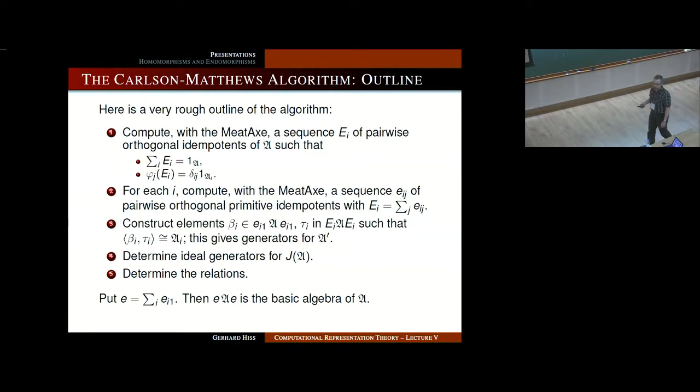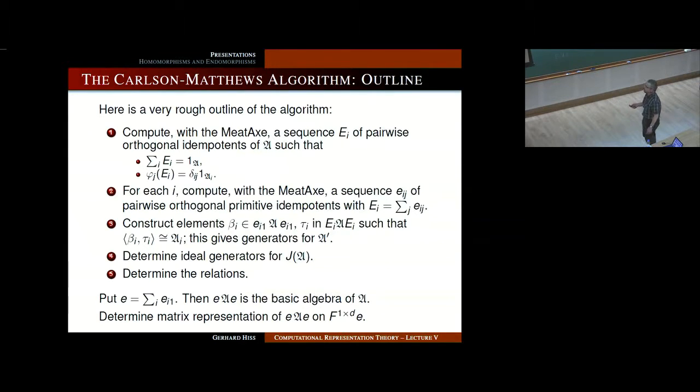No, they are not canonical. They are constructed, but they depend on the choice. So if you run the algorithm twice with the same input, you will get different e_i because there's some random choice involved.